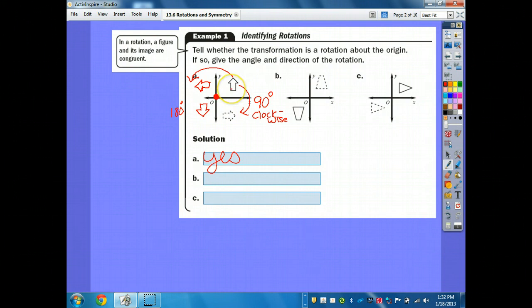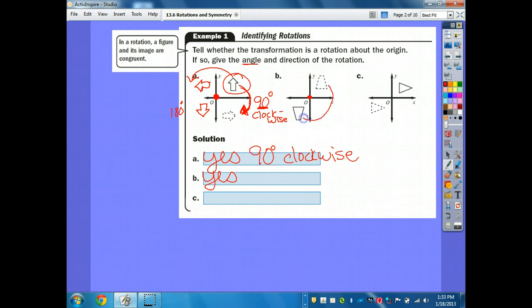Now they want to know, if so, give the angle and direction of the rotation. Here was our original, we went down here. What was the angle? We wrote it. It's 90 degrees. And which direction? Don't say right. Clockwise. So that one, yes, and it's 90 degrees clockwise. How about B? Here's my spinner. Would that work? Yes. Which direction? Clockwise.